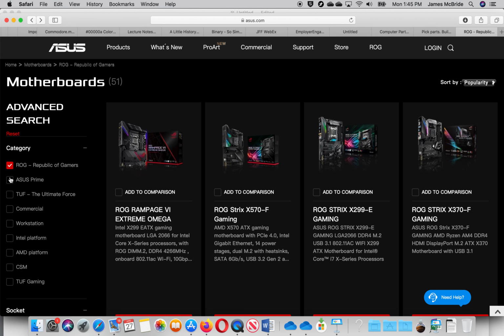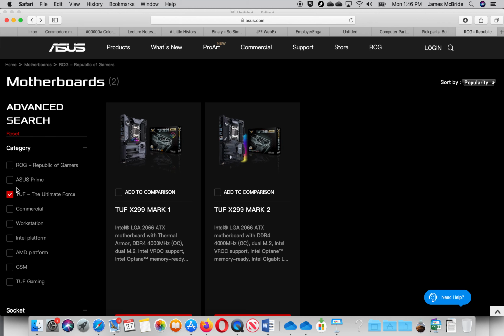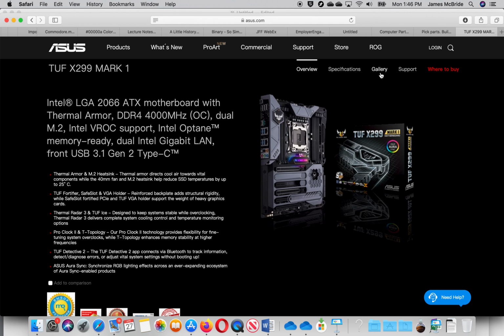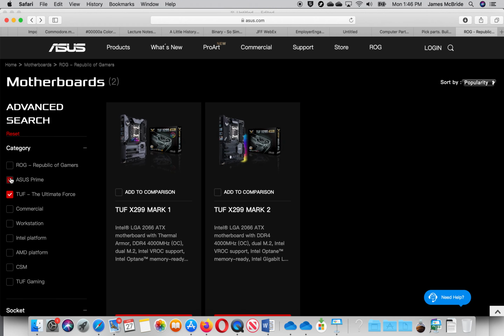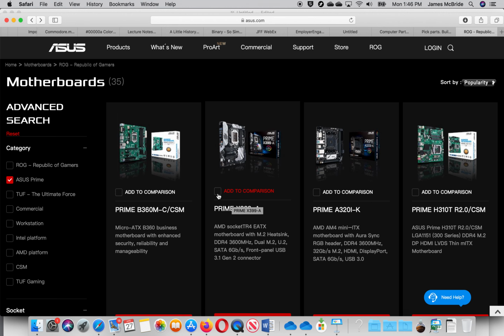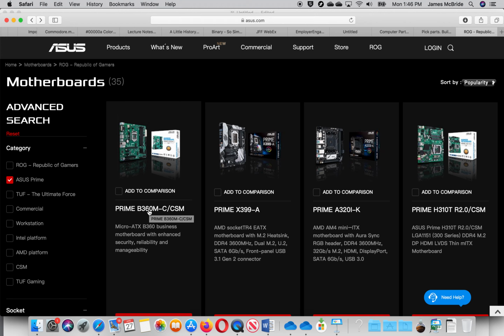And so I'm going to just go to their tough boards. Actually, yeah, we'll look at this one, and then we'll look at one of their Prime boards. So let's look at the gallery on this one. Hopefully. It doesn't want to go to the gallery. It's taking forever. All right, let's try the Prime one, then. It doesn't really matter. There's a nice old green board for you. Let's just look at that one.